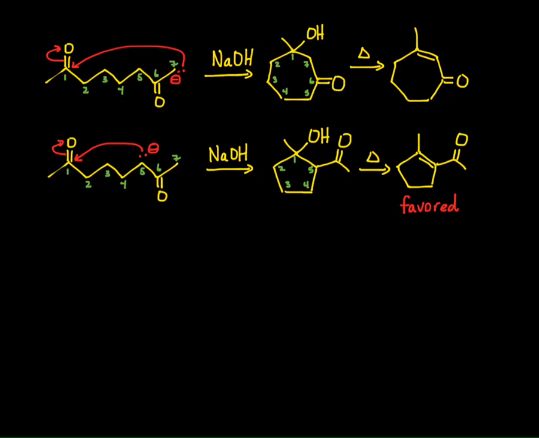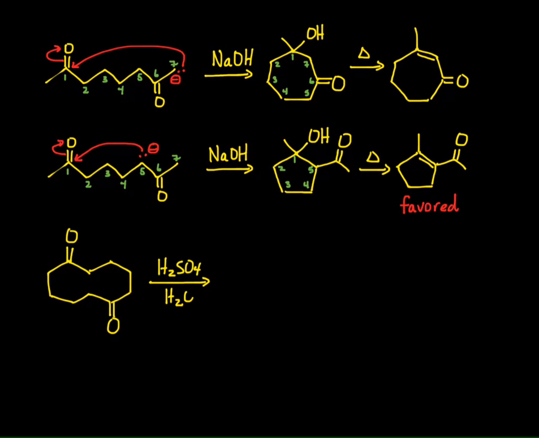If we look at the two structures, we have a possible 7-membered ring, a possible 5-membered ring. That 5-membered ring is going to be the favored product. So we may get some of that 7-membered ring forming, but the major product is going to be the formation of that 5-membered ring. All right, let's take a look at another example.